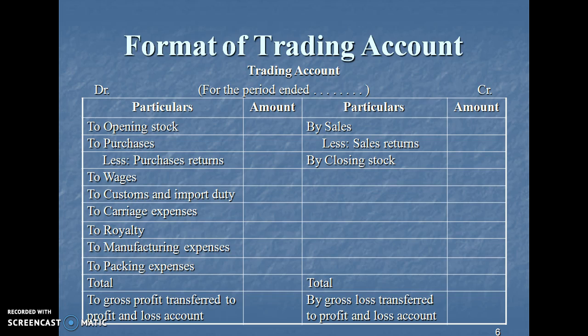The first item in the trading account is opening stock. Next is purchases, less purchase return. Then there will be direct expenses like wages, custom and import duty, carriage expenses, royalty, manufacturing expenses, packing expenses, and if there are any other direct expenses. Now come to the credit side. The foremost revenue is sales, less sales return, and then is closing stock.